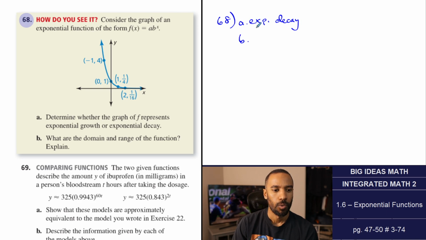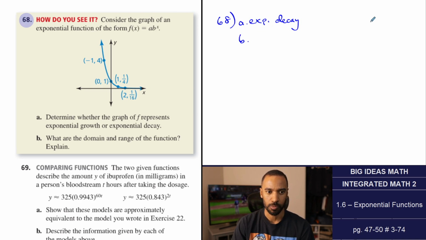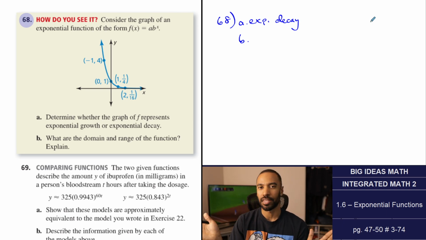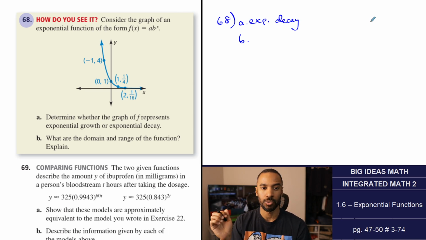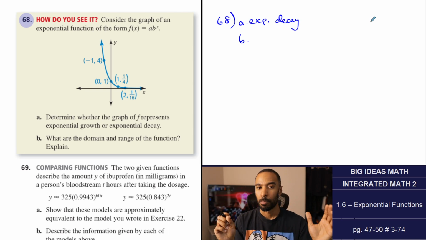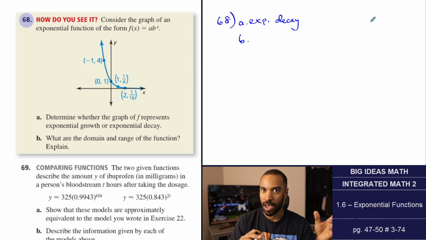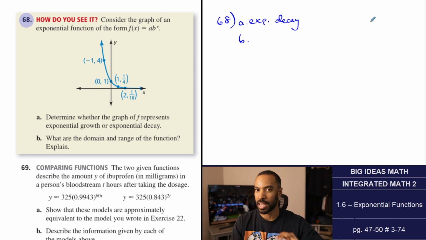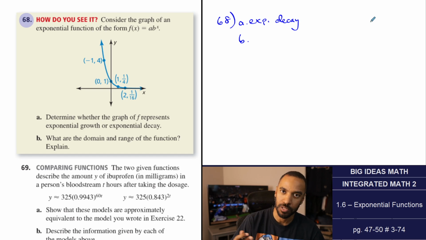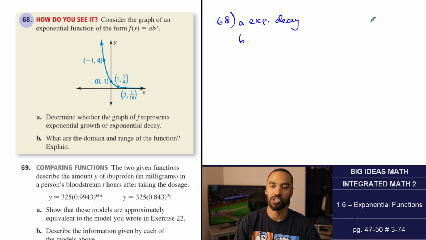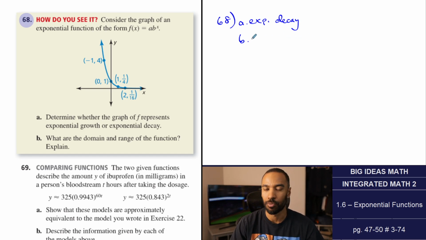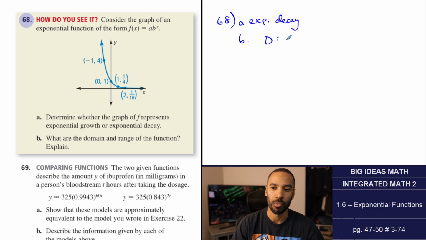Part B, what are the domain and range of the function? Explain. Okay, exponential functions have an infinite domain. There is no restriction on x that I can do, and I'm not saying what this equation is, but I can do this to any x power. X can be 1,000, it could be negative 1,000, it can be 1 over 1,000. It can be anything super small, large, negative, whatever it is. So the domain is all real numbers. There are no restrictions on that.